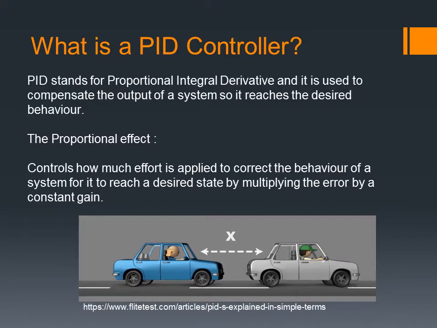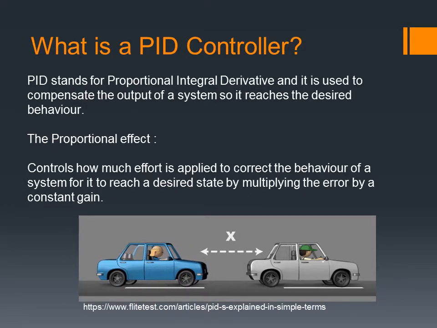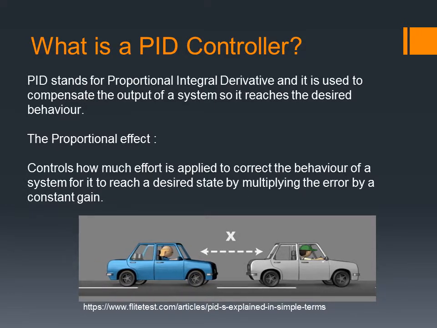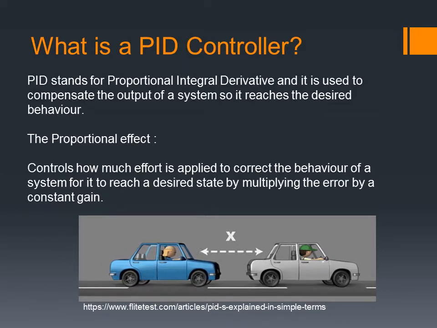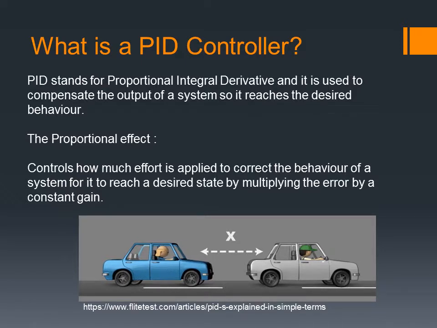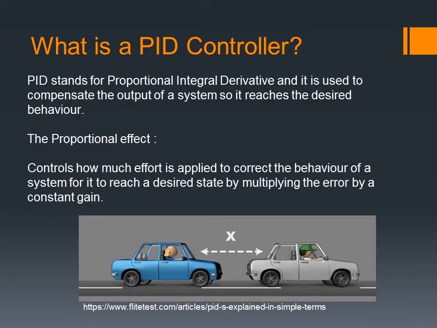Now, what is a PID controller? PID stands for Proportional Integral Derivative, and it is used to compensate the output of a system so it reaches a desired behavior. Now for the effect of the proportional term. This controls how much effort is applied to correct the behavior of a system by comparing the desired value with the actual value. The resulting error is multiplied with a proportional constant to get the output.